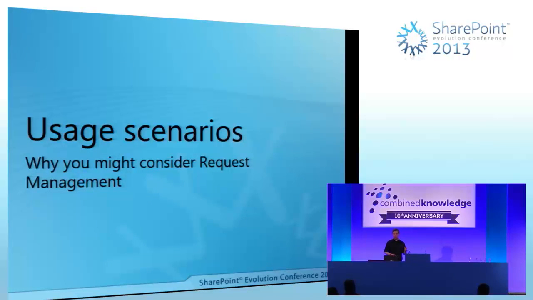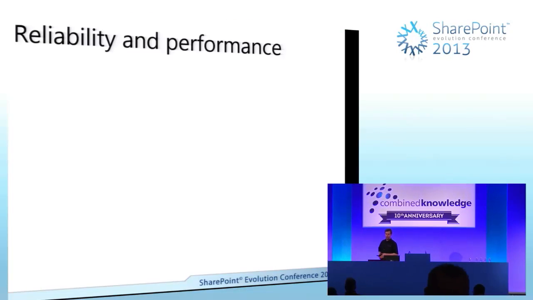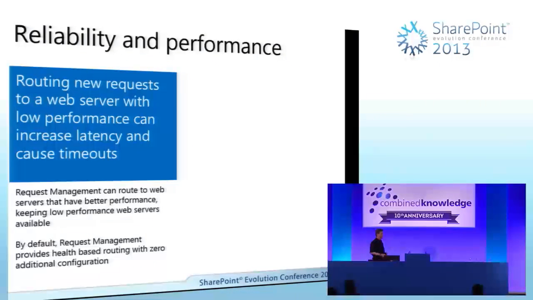So I'm now going to go through 4 slides which basically summarize the key usage scenarios for which this feature is intended to help. They're not all of them that might be applicable to on-premises deployments, but they're the most common. And they're probably all reasonably familiar scenarios for most of you if you are operating or managing farms. So the first one is about reliability and performance.